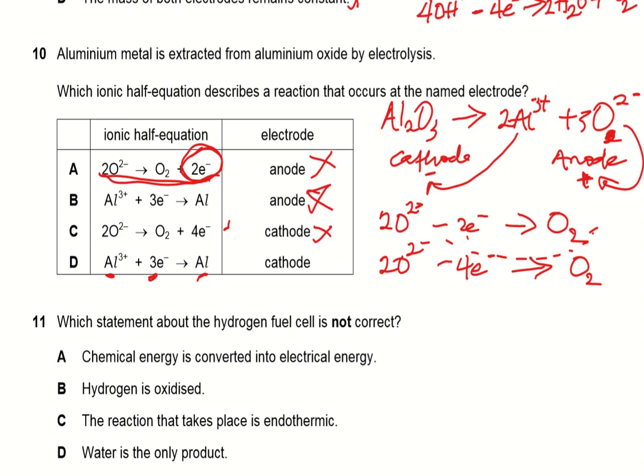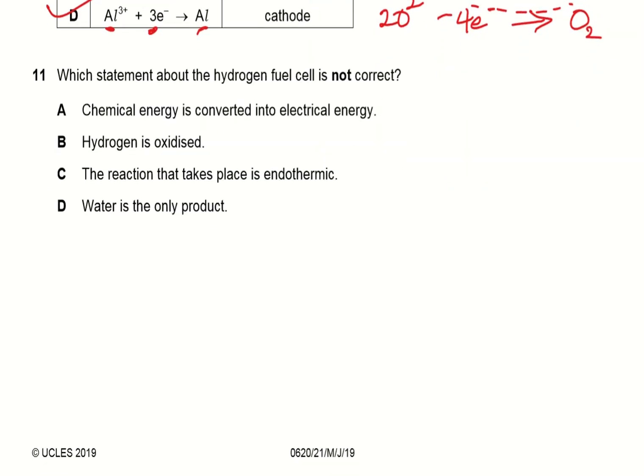1 atom of aluminium. So D is the correct option here. Question 11. Which statement about the hydrogen fuel cell is not correct? The hydrogen fuel cell is one of the focus for green energy. It helps to prevent pollution. You need to just revise that.